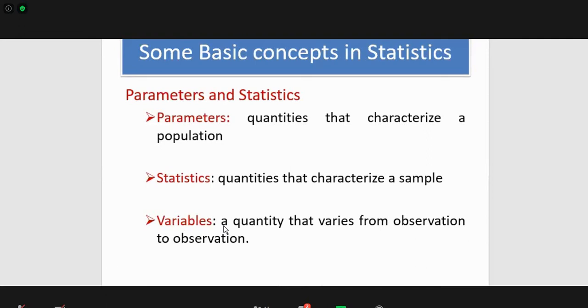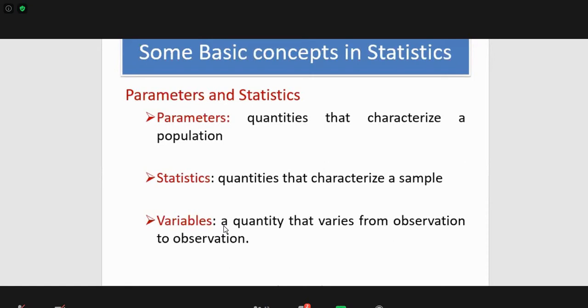So we use the terminologies parameters and statistics. If we characterize the population, those characters we call parameters. If we characterize the samples, those quantities we call statistics. As I said, for the population of the university we can have the mean, if I study all the 5,000 students of Kashmir University. That mean we call a parameter. Or if we study the standard deviation or the variance for the whole population, those we call parameters because they pertain to the population.